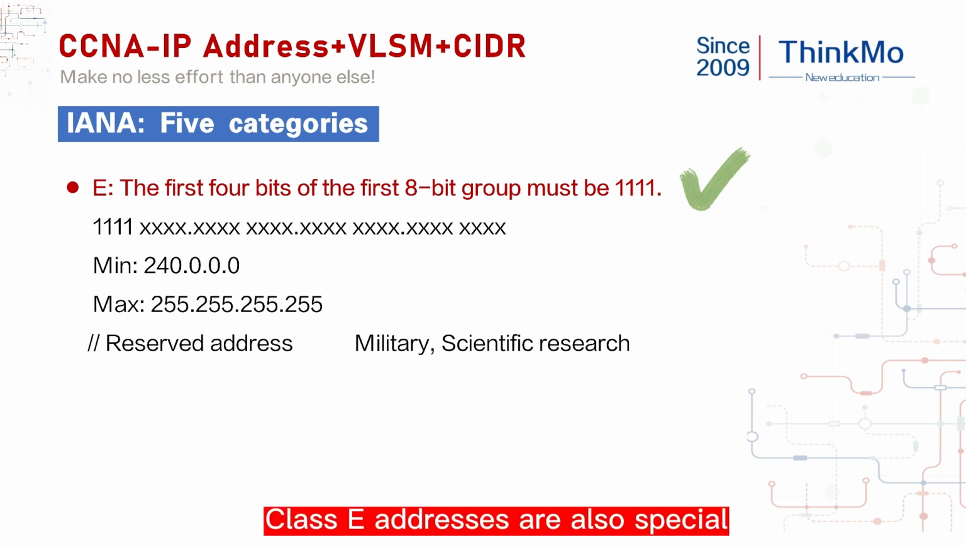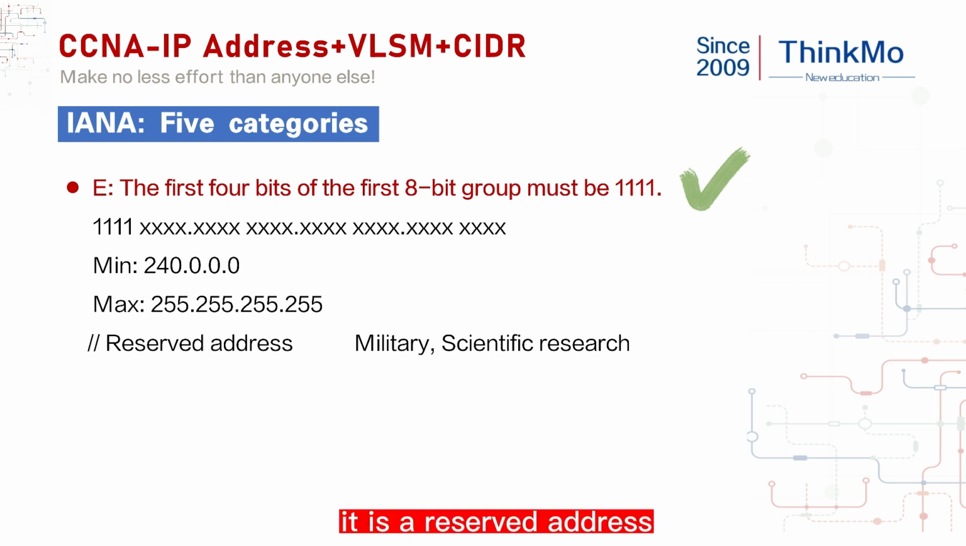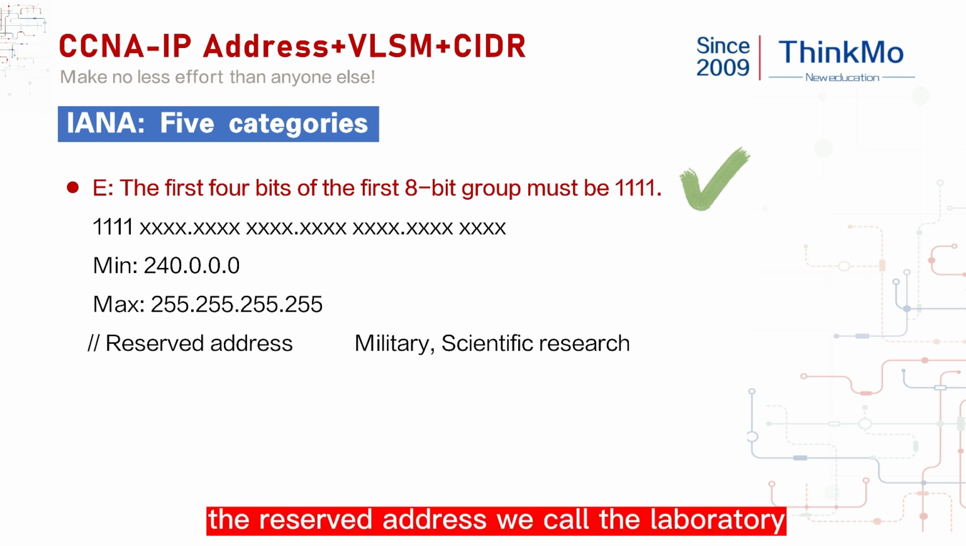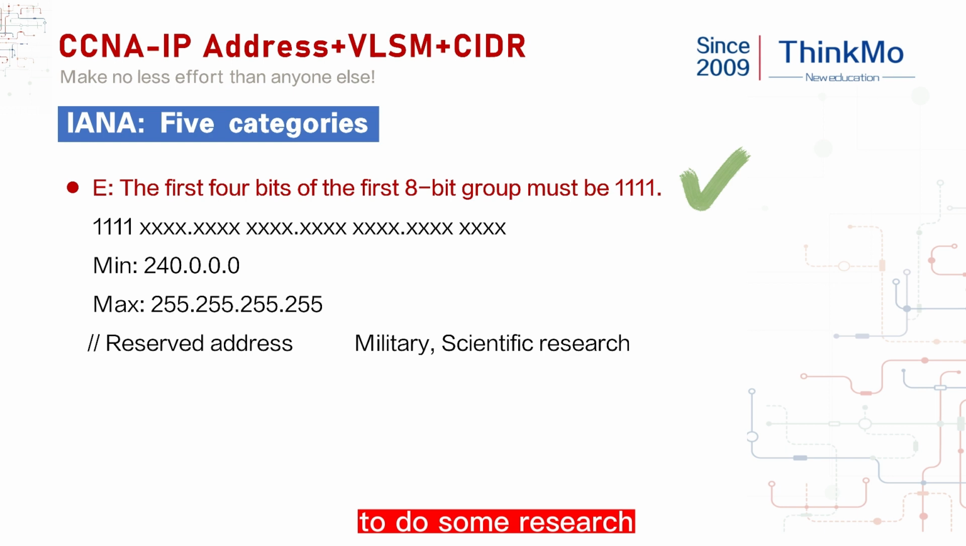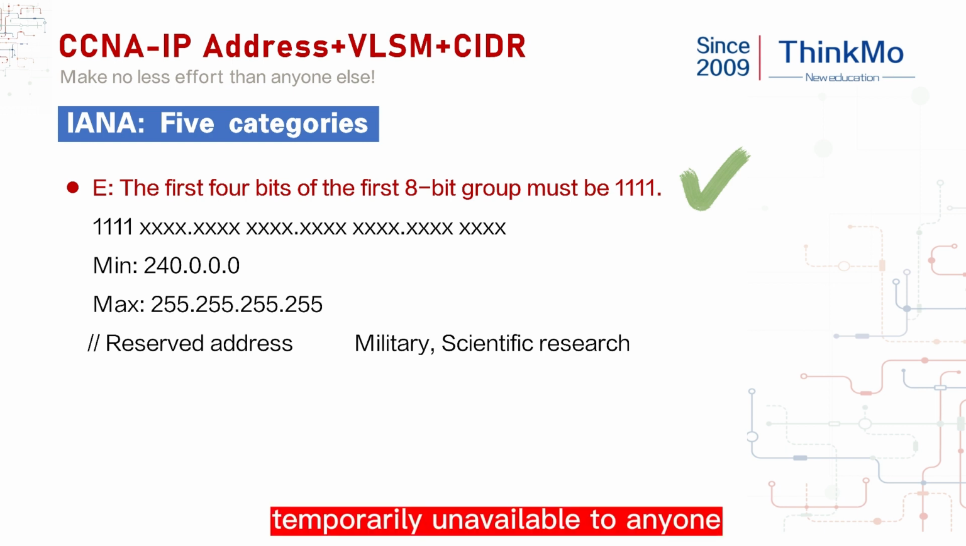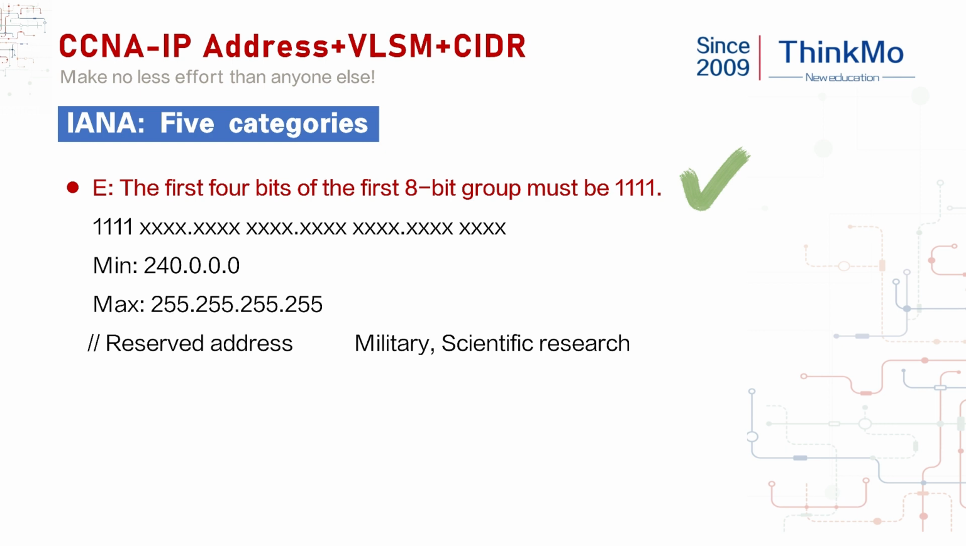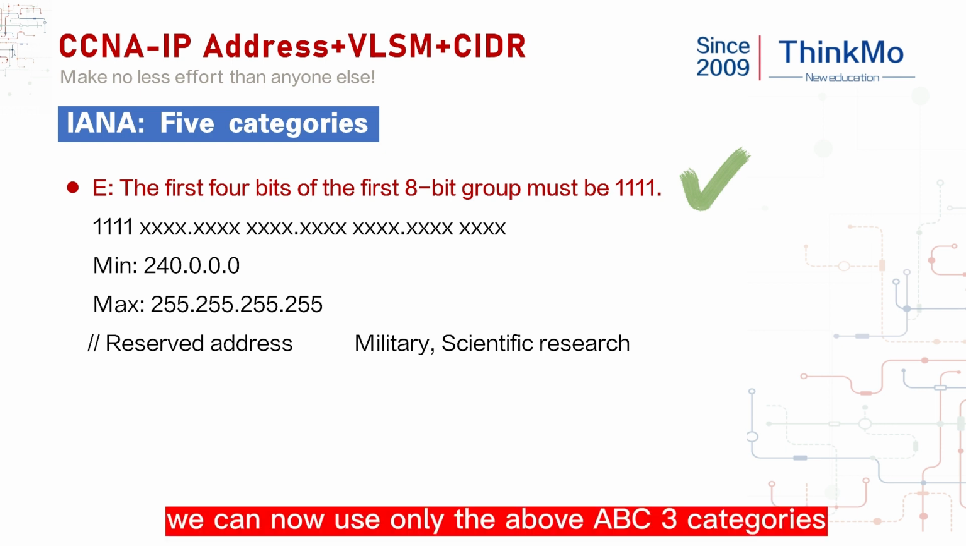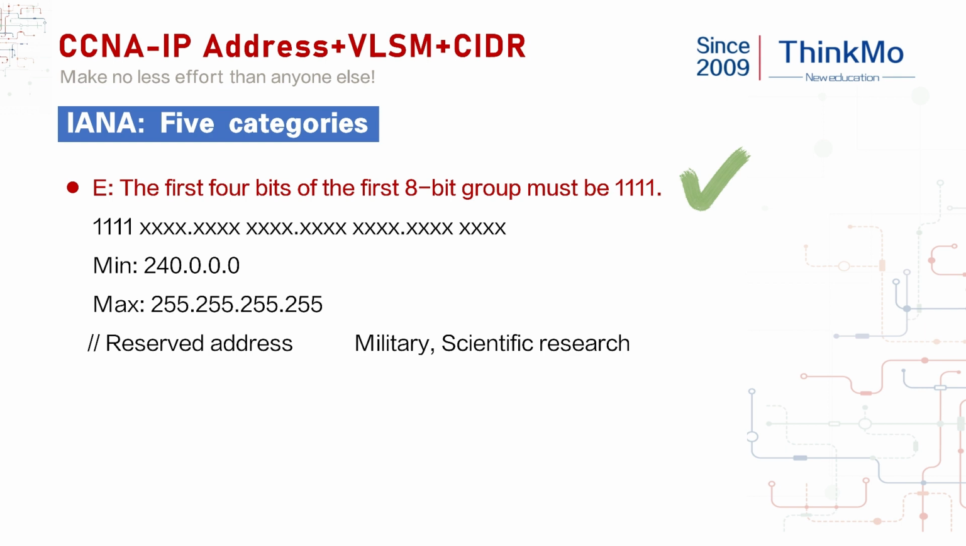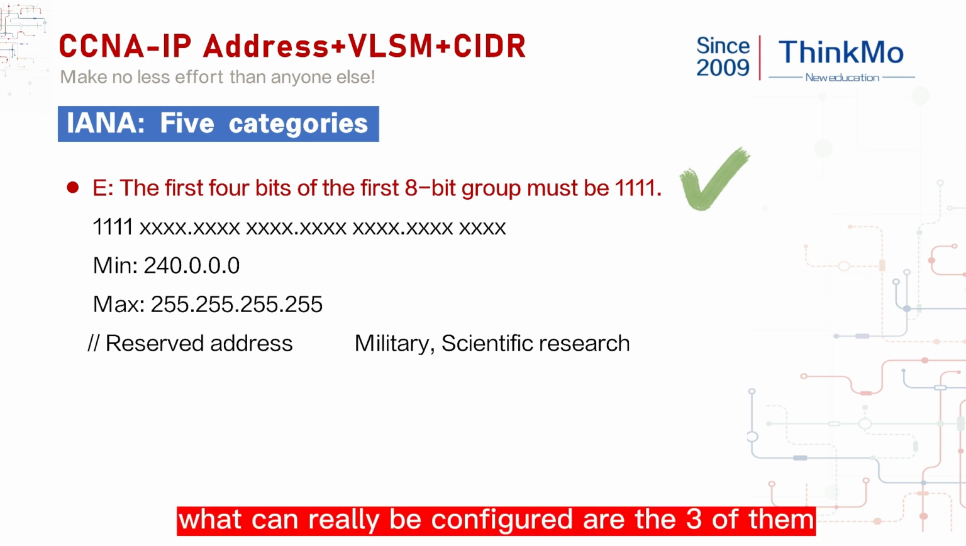Class E addresses are also special. It is a reserved address. The reserved address we call the laboratory. It is used for military or scientific research to do some research. This address is sealed, temporarily unavailable to anyone. We can now use only the above ABC 3 categories. That is to say, what can really be configured are the 3 of them.